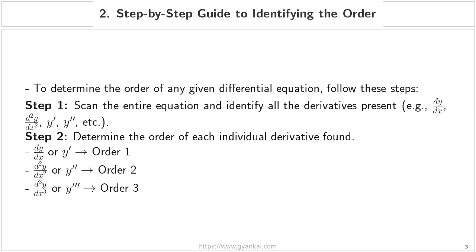Step 2, once you have identified the derivatives, you need to determine the order of each individual derivative you found. This is straightforward. If you see dy/dx or y prime, that is a first-order derivative. If you see d squared y over dx squared or y double prime, that is a second-order derivative. And if you encounter d cubed y over dx cubed or y triple prime, that represents a third-order derivative.